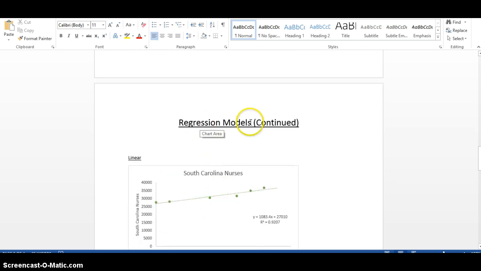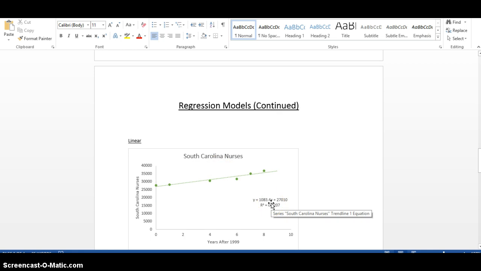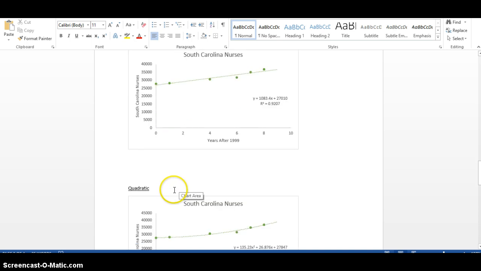And regression models continued. This is nurses. It's again the equation I found. I copied and pasted this information from the first scatter plot, and we found this. This is a linear equation, as you can see from the straight line.